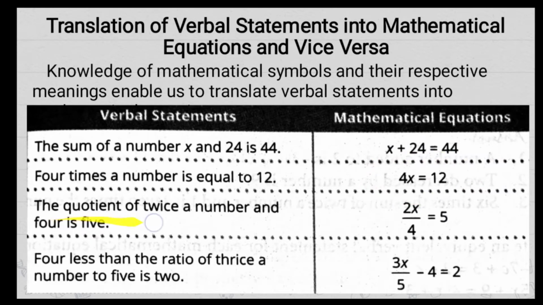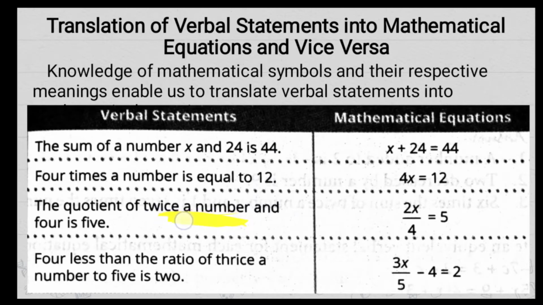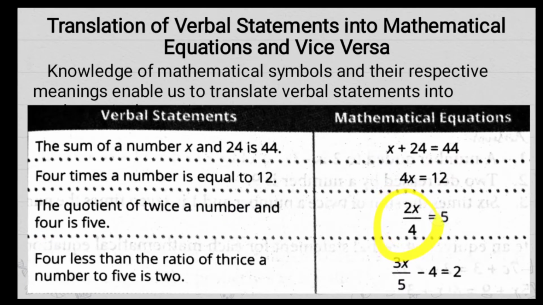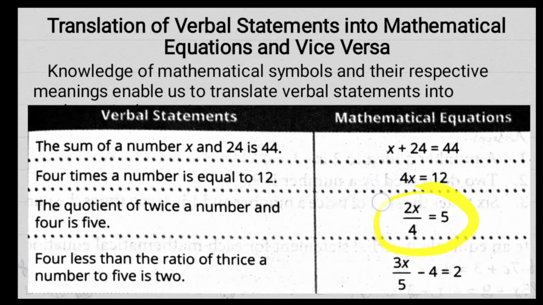Next, the quotient of twice a number and 4 is 5. Okay? So the quotient of twice a number and 4 means twice a number, that is 2x. Then 4 means you have to divide this twice a number by 4, that is 2x divided by 4. Okay? Then "is 5" means equals 5. So 2x divided by 4 is equal to 5.